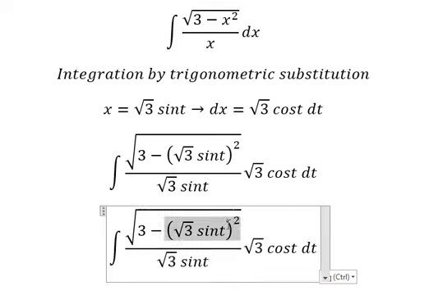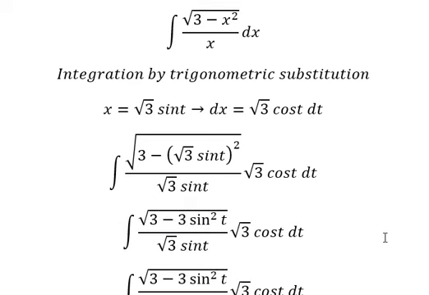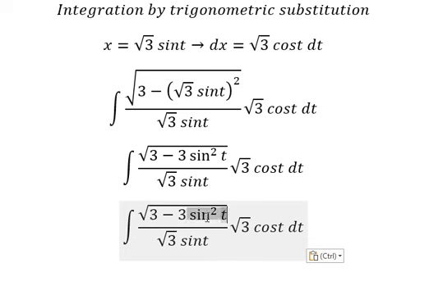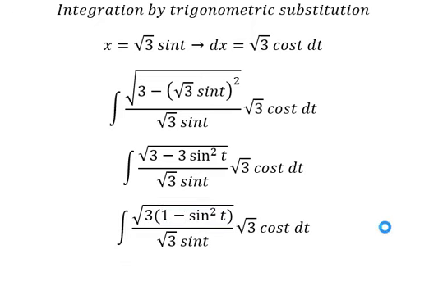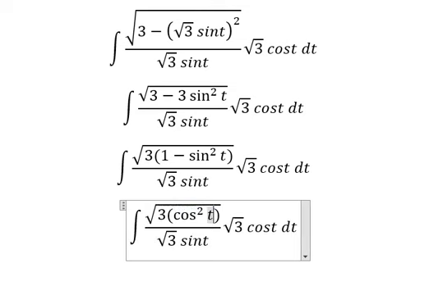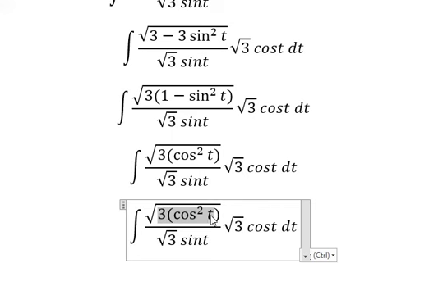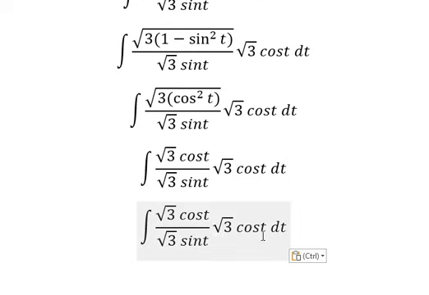So this one we have 3 sine t squared. Number 3, we can do factorization. This one we change by cosine t squared. The square root of this one, we have the square root of 3 cosine t. Now we need to simplify this one and this one.